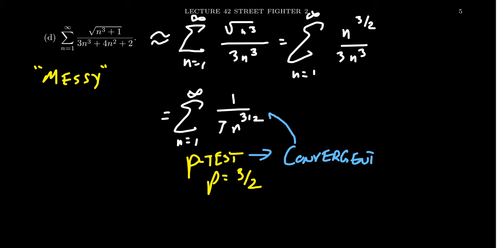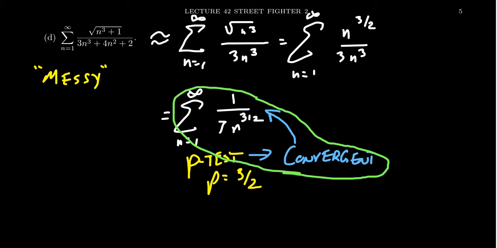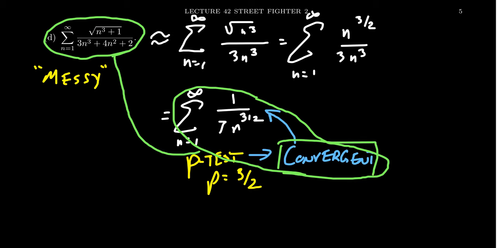That tells us this series is convergent. But then the limit comparison test is going to tell us that the convergence of this series right here will be the same convergence as this series right here. So this series will likewise be convergent, and this follows by the limit comparison test.